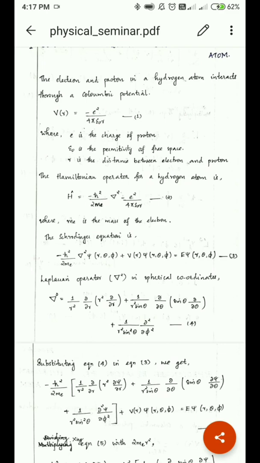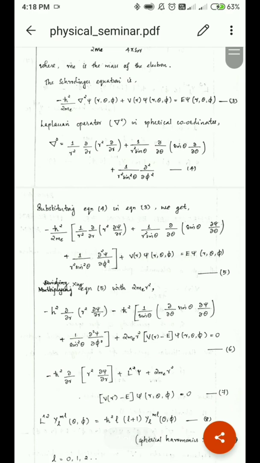Now the Schrodinger equation is given by minus h cross square by 2 me del square psi(r, theta, phi) plus V of r psi(r, theta, phi) is equal to E psi(r, theta, phi), which is the third equation. Now the Laplacian operator del square in spherical coordinates is del square is equal to 1 by r square dou by dou r into r square dou by dou r plus 1 by r square sin theta dou by dou theta sin theta dou by dou theta plus 1 by r square sin square theta dou square by dou phi square, which is the fourth equation.